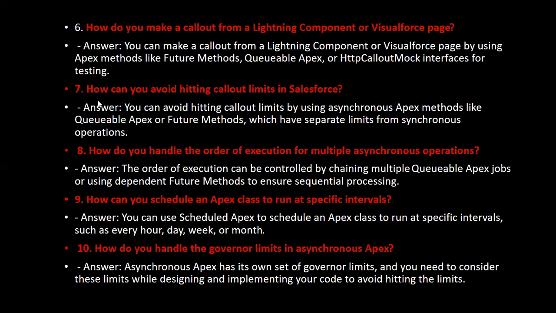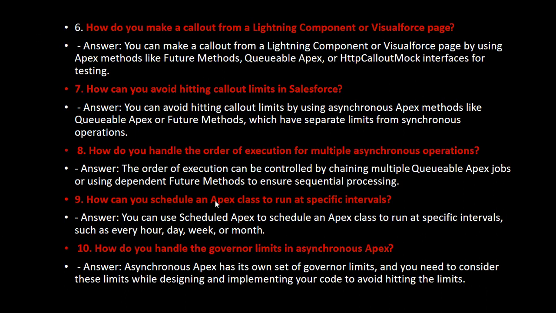Next question: how can you avoid hitting the callout limit in Salesforce? You can avoid hitting the callout limit by using asynchronous Apex methods like future methods or Queueable Apex, which have separate limits from synchronous operations. Next question: how do you handle the order of execution for multiple asynchronous operations? The order of execution can be controlled by chaining multiple Queueable Apex jobs and using independent future methods to ensure execution processing.